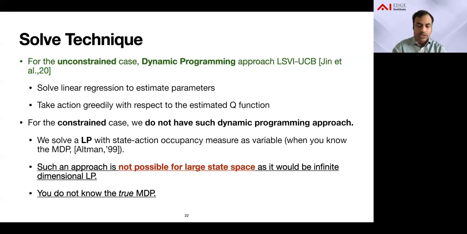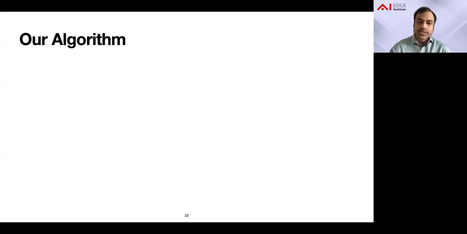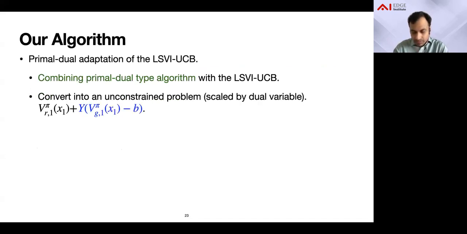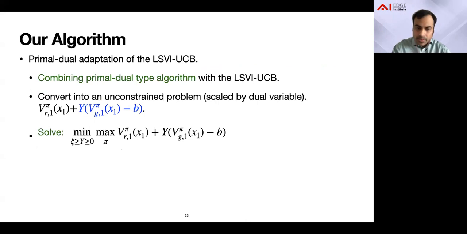This is fine if you know the true MDP, but even if you do not know the true MDP, how to find it? So what we do is that we adapt the LSBIUC with the unconstrained version in the primal dual type. So we take the Lagrangian and put it in the objective with some scaled dual variable, and then we solve the min-max problem.